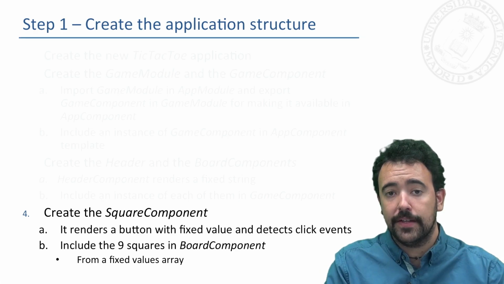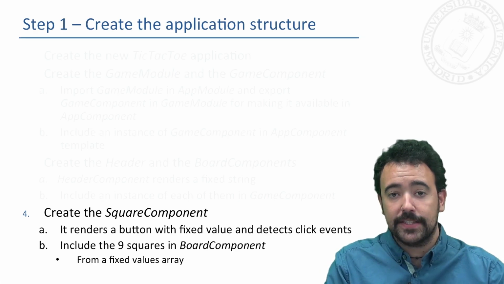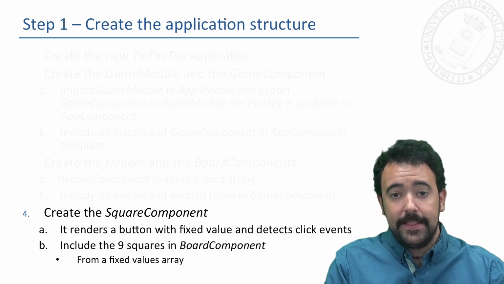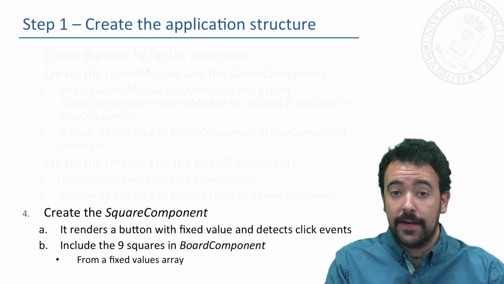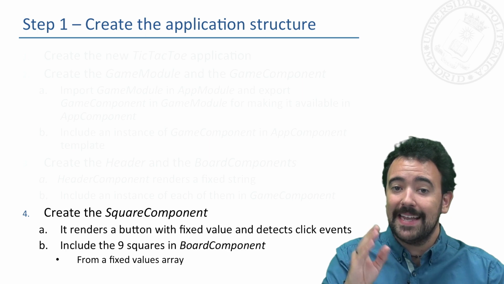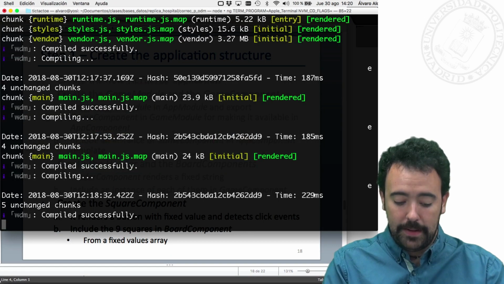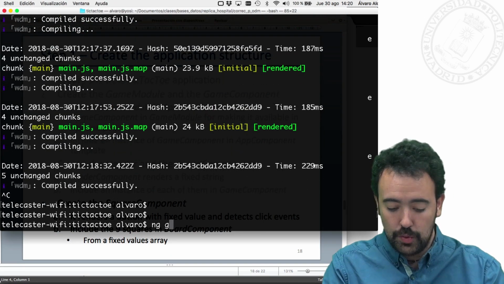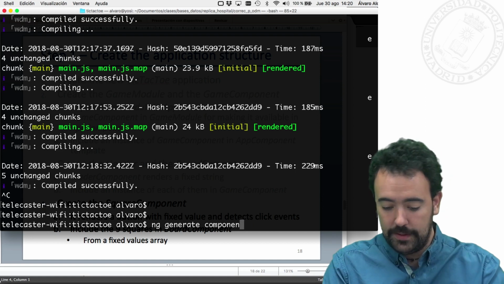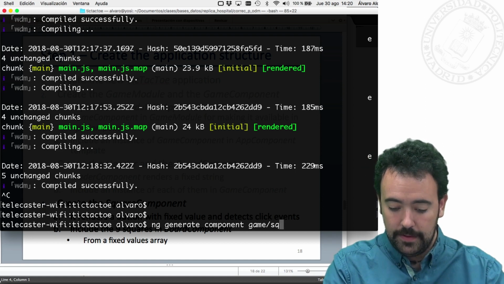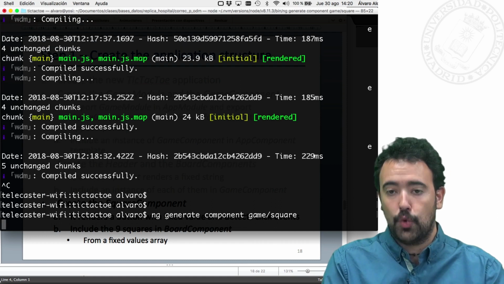Now I'm going to create the square component that renders a button with the default value and detects the click events from the user. Then I will render in the board component template the 9 squares that compose the board of our game. So I'm going to stop the server again in order to generate the new component, always inside the game module. In this case it is named square.